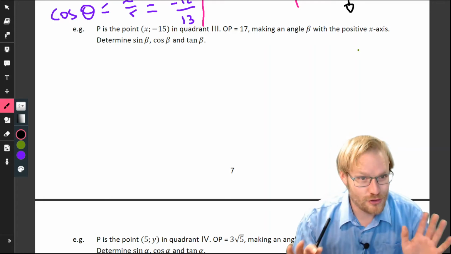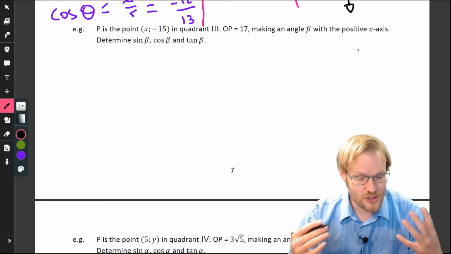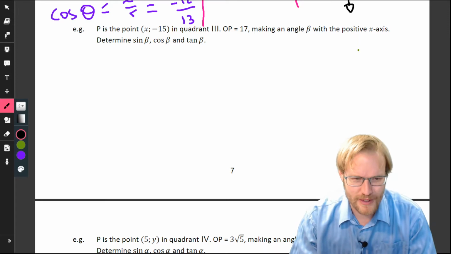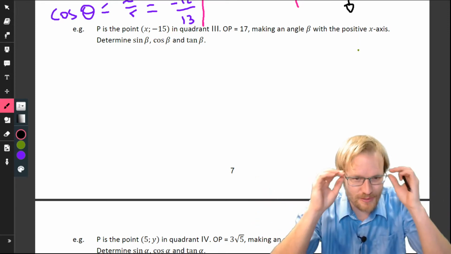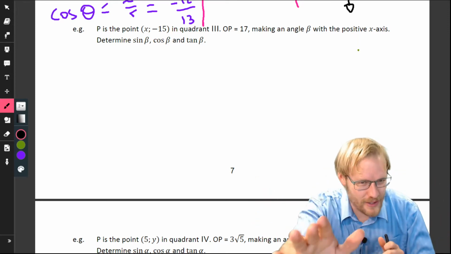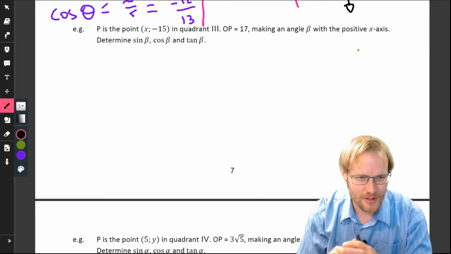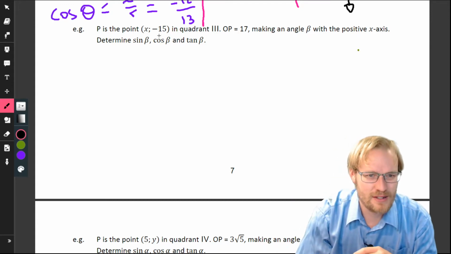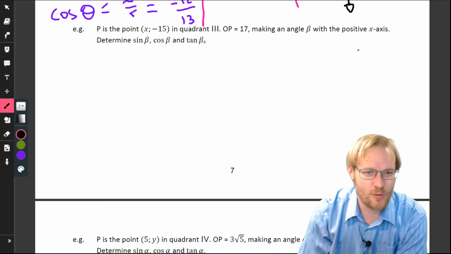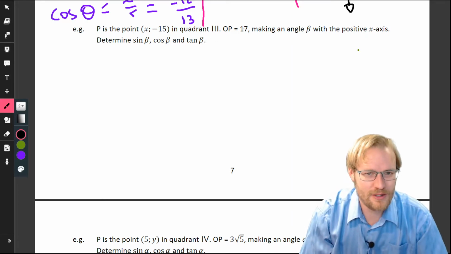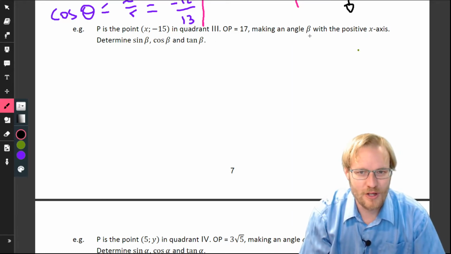Okay, this is example 2, and we should slowly but surely be getting a bit more comfortable. We had that long explanation about the Cartesian plane. We've had one example, second example. P is the point x, negative 15, in quadrant 3. OP equals 17, making an angle beta.